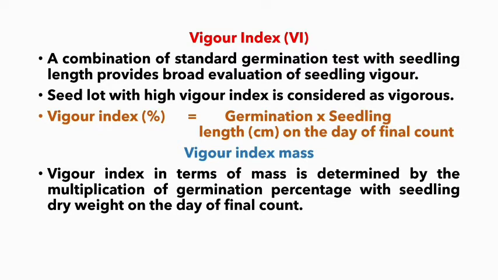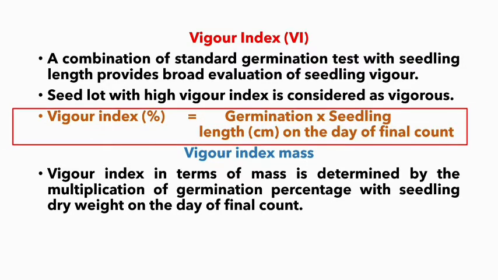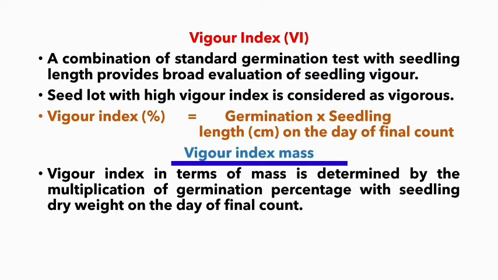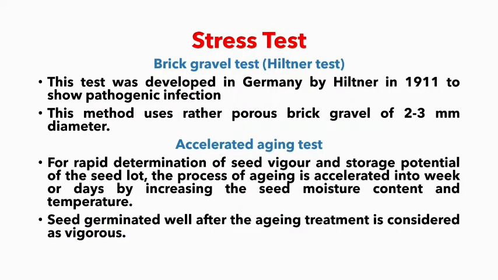Now let us see how we can calculate vigor index percentage. It is the multiplication of germination percentage with seedling length on the day of final count. Vigor index mass: vigor index in terms of mass is determined by the multiplication of germination percentage with seedling dry weight on the day of final count. Friends, next we are going to see stress tests.